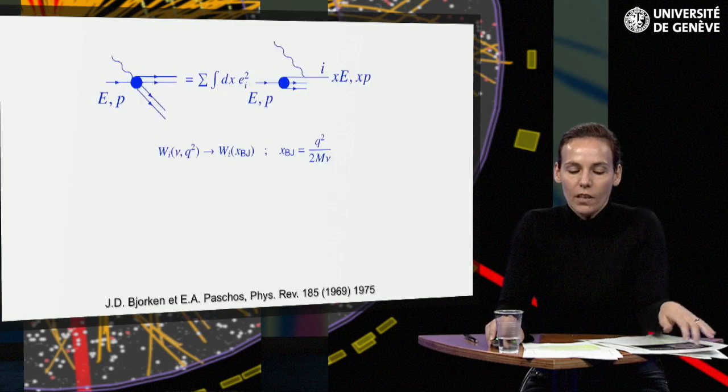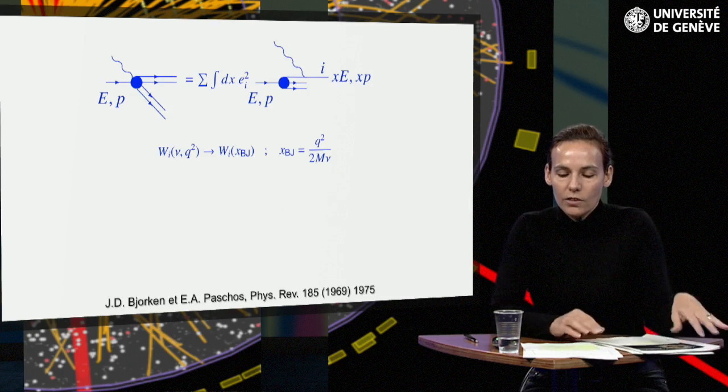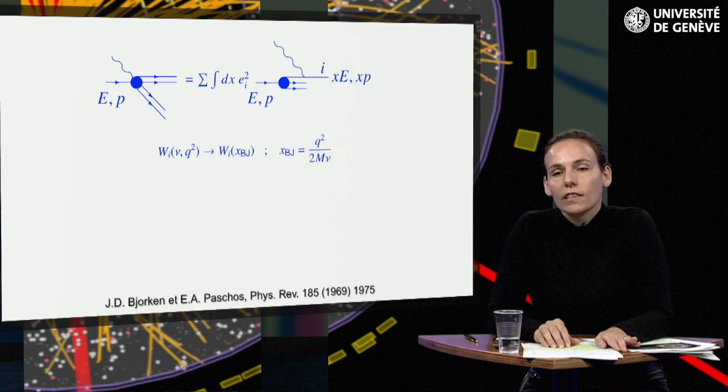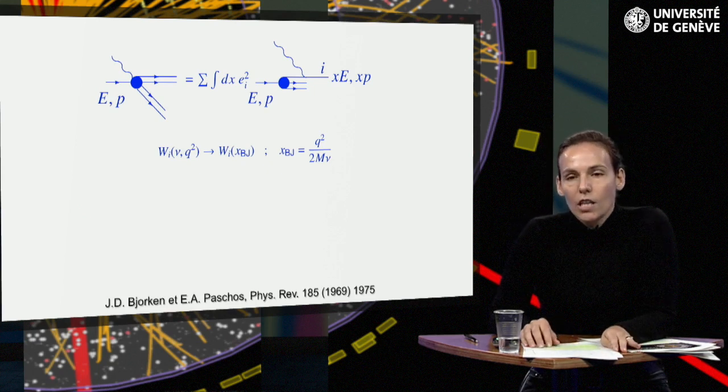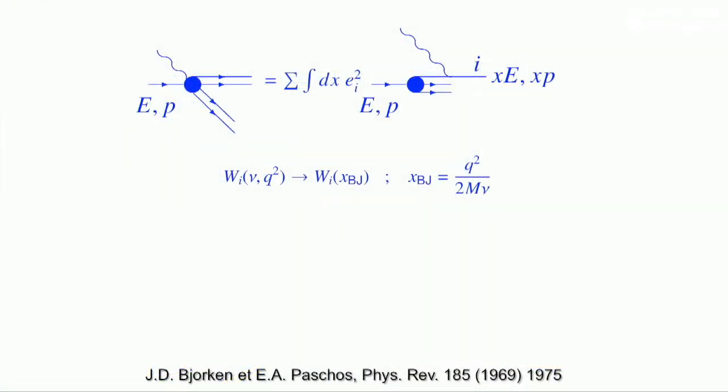The big discovery at SLAC in the late 60s was that the structure functions do not depend on nu and Q2 separately, but on their ratio x_Bj, which is equal to Q2 over twice the mass of the proton times nu. The variable is named after its inventor, James D. Bjorken. The phenomenon was called scaling at the time because of the very general observation that the dimensionless variable x_Bj does not depend on any energy nor mass scale.